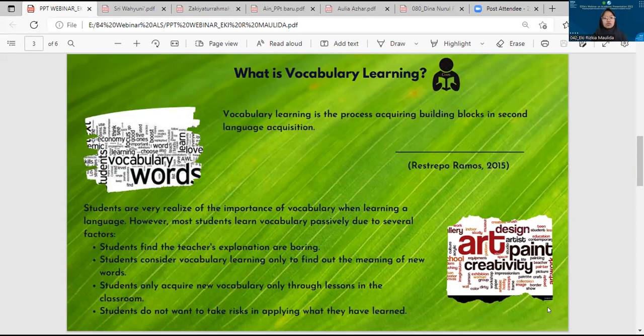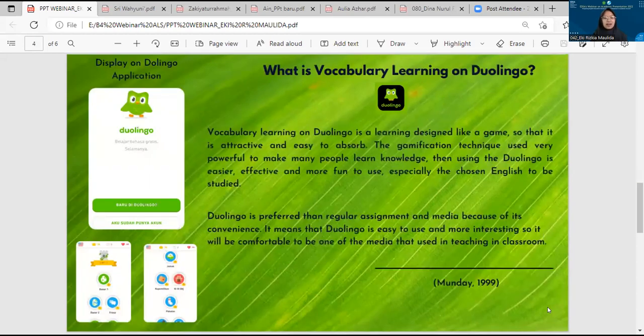According to Eka 2018, media is something that can convey information between the source and the recipient. All right, ladies and gentlemen, let's move on to the next topic, which is what is vocabulary learning on Duolingo? Next slide, please.